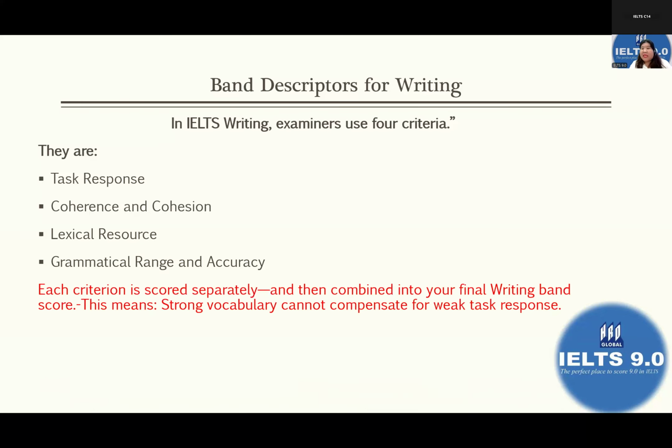Each criterion is scored separately. That means strong vocabulary cannot compensate for a weak task response. To achieve a high writing band, you must meet the band descriptors in all 4 criteria.